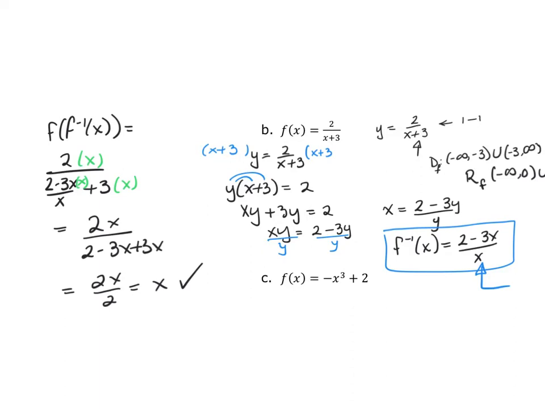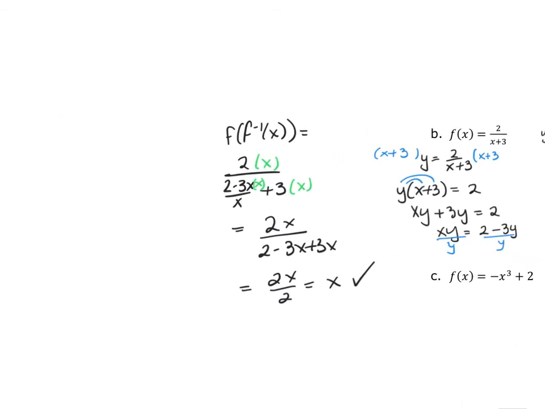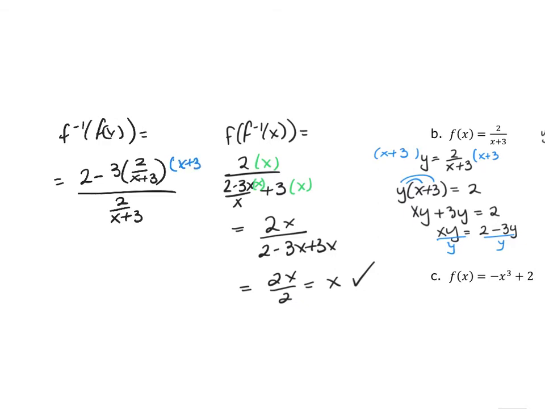And then I have to check the other way. So now I'm going to check the other way. So I'm just going to come over here and check the other way. So f inverse of f of x is equal to, let me see, my inverse was 2 minus 3 multiplied by 2 over x plus 3, over 2 over x plus 3. Now I'm going to go ahead and multiply everything by x plus 3, because that's my lowest common denominator, so x plus 3.